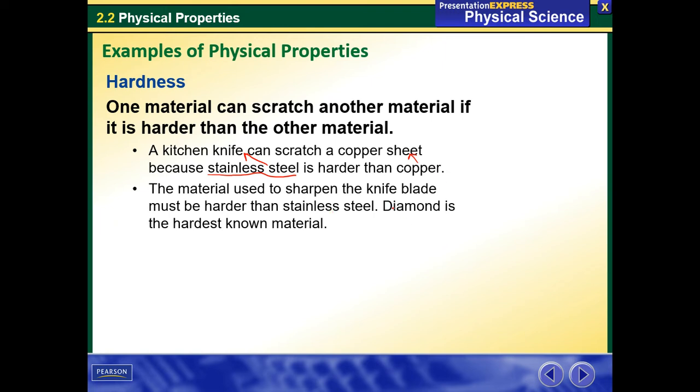And fun fact, diamond is one of the hardest known materials. I ordered my husband a ring, and one of the care instructions for it was do not let diamonds scratch it because of how hard diamonds are.